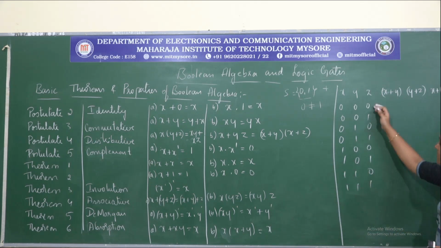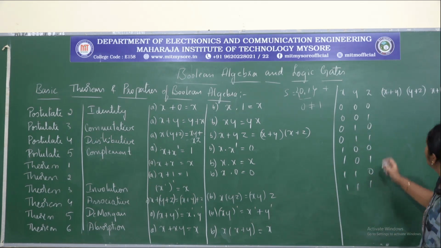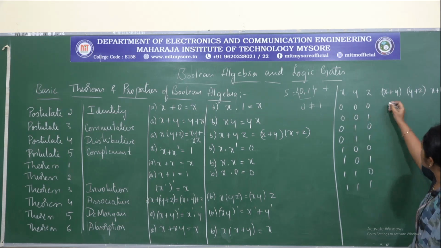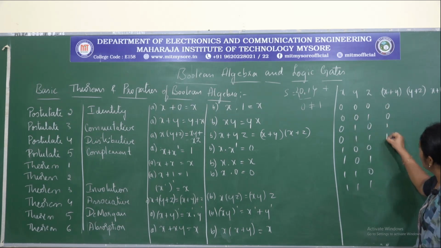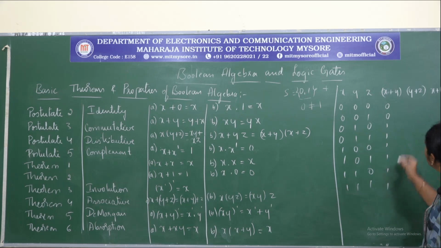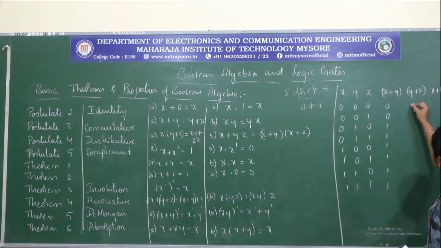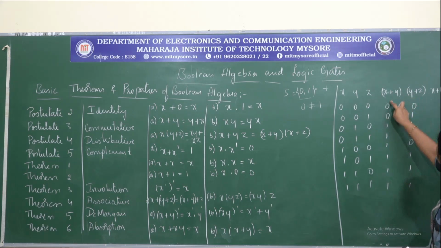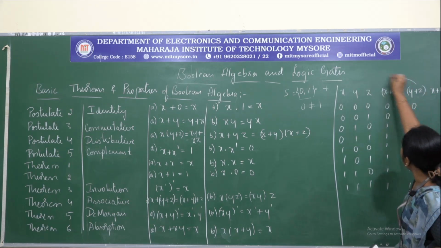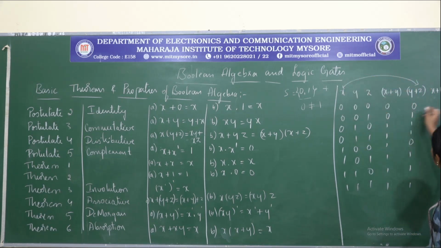Okay, the possible combinations are 000 to 111. Now x or y is 0 0 1 1 1 1 1 1. y or z is 0 1 1 1 0 1 1 1. Now x plus yz, x or yz, if I consider.